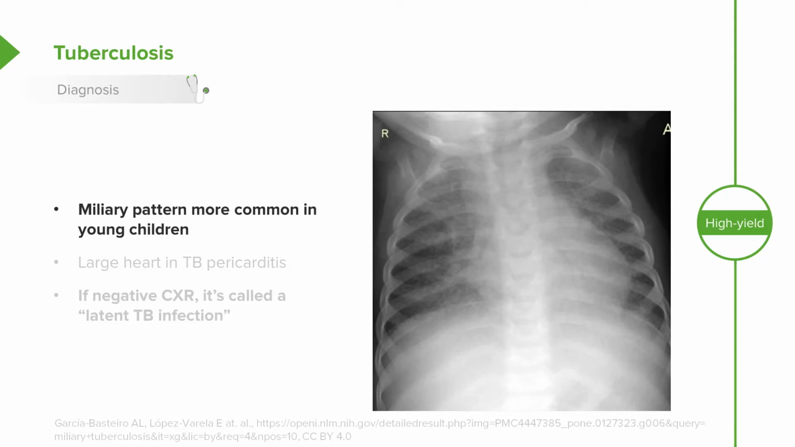This is much more common in children than it is in adults, and here's an example of that. Also, patients with a large heart may have TB pericarditis, which is something you should look for. If a patient has a positive PPD and a negative chest x-ray, this is called a latent TB infection. These patients have been exposed. Their immune system has seen and fought tuberculosis, but right now, nothing's going on.